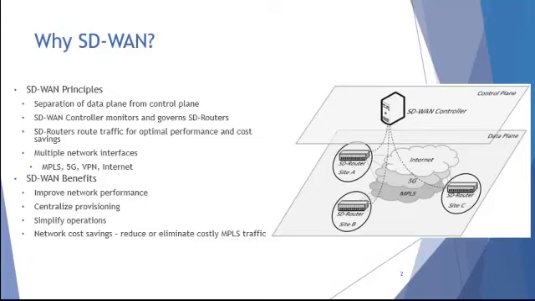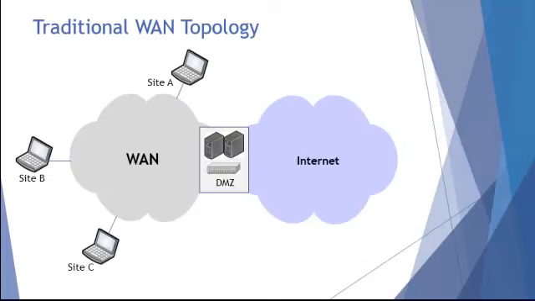It also provides the centralized provisioning benefit through the SD-WAN controller, giving you a single pane of glass perspective, and it also simplifies operations. Network cost savings can be achieved by reducing or eliminating the costly wide area network charges that you might be paying a service provider. So using other supplemental network interfaces enables you to distribute that cost and reduce the concentration paid to any given single service provider.